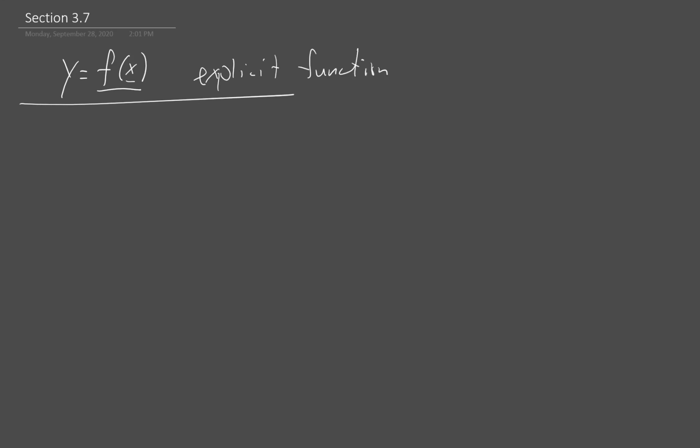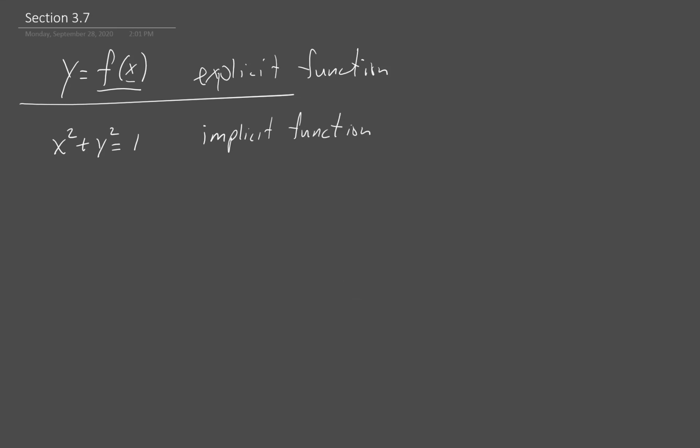An implicit function is a relationship between x's and y's, not necessarily exactly how to get to y given an x. There's still a little bit of work to do. Something like, say, x squared plus y squared equals 1. Right? This is an implicit function.